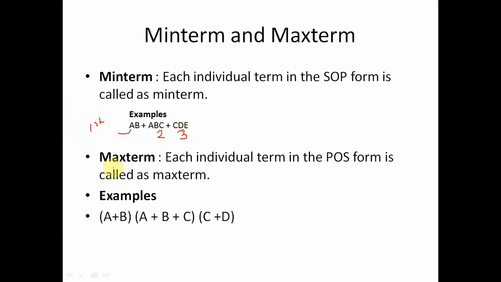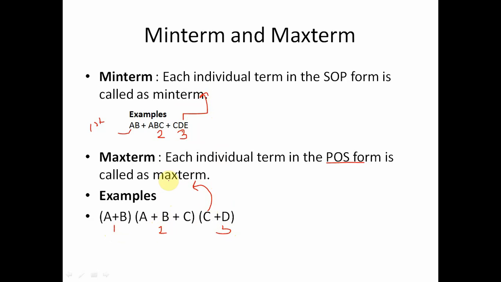Now what is the meaning of max term? Each individual term in POS form. Each individual term in the POS form is called a max term. For example, in this example, how many max terms are present? 3 max terms are present. This one is the first max term, this one is the second max term, and this one is the third max term. This is called the min term, and this is called the max term.